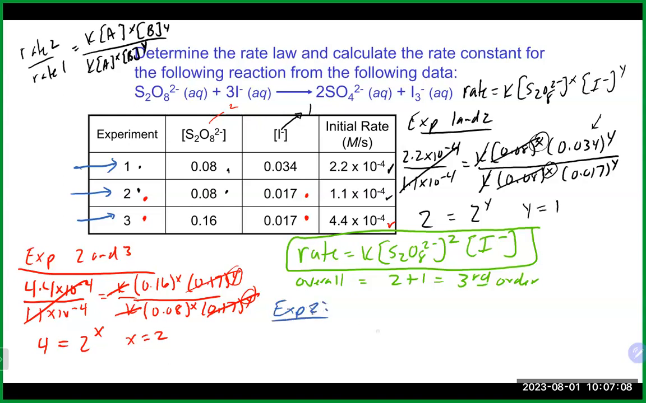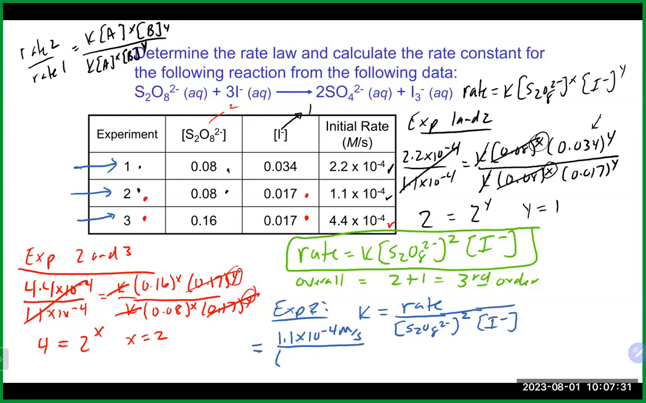Using experiment 2's information and rearranging my rate law, K would equal the rate divided by S2O8 2 minus, which again I do need to square, times the I minus. Putting in the numbers from experiment 2, that is 1.1 times 10 to the minus 4 molar per second divided by our 0.08 molar squared times 0.017 to the Y. I guess I forgot a 0 on that, but it didn't make a difference. There you go. And that's not Y, but actually 1 in this case.